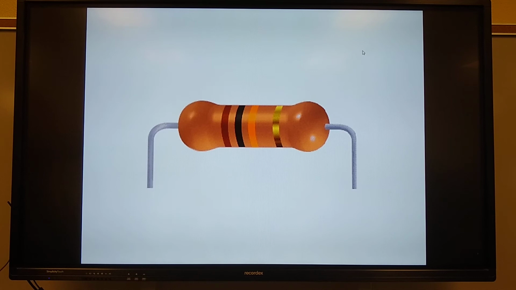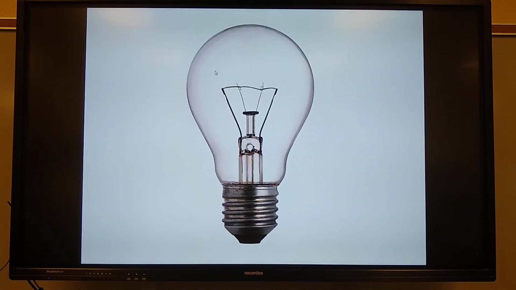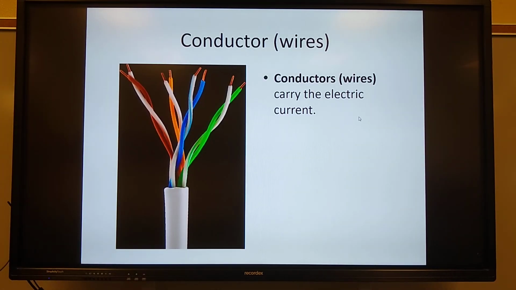And that's a picture of a resistor. Right here in the light bulb, you have the resistor right here in the middle of that bulb. You see, resistors slow down the flow of an electric current. And when that happens, it lights up the light bulb. Conductor or wires. Conductors carry the electric current.